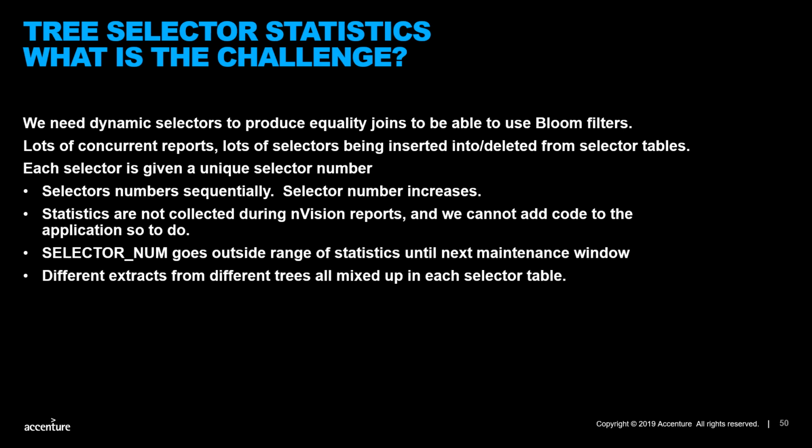Each selector is given a unique selector ID number which is allocated sequentially. And statistics are not maintained by nVision reports at runtime, and we can't introduce code into nVision to do so. So over time, the selector number goes outside the range of statistics until the next maintenance window. And we've got different extracts from different trees for different attribute columns, all mixed up in the same selector tables because they have the same length.